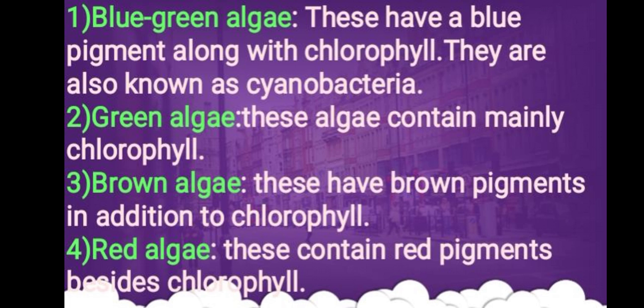Number 1. Blue-green algae. These have a blue pigment along with chlorophyll. They are also known as cyanobacteria. Number 2. Green algae. These algae contain mainly chlorophyll. Number 3. Brown algae. These have brown pigments in addition to chlorophyll. Number 4. Red algae. These contain red pigments along with chlorophyll.